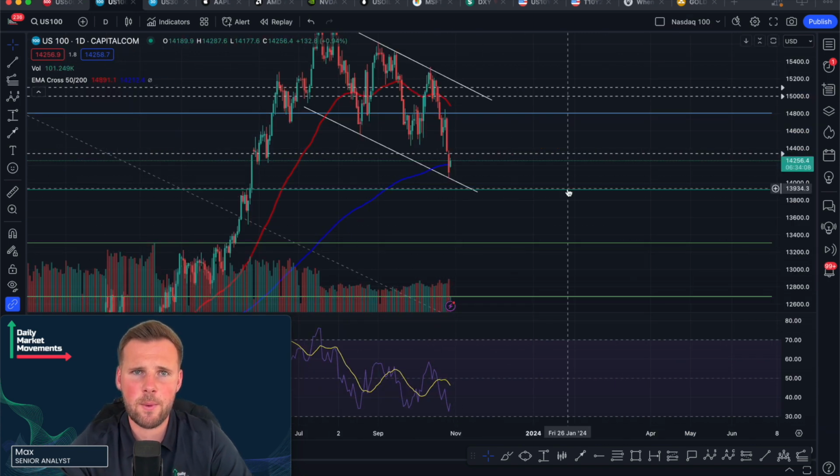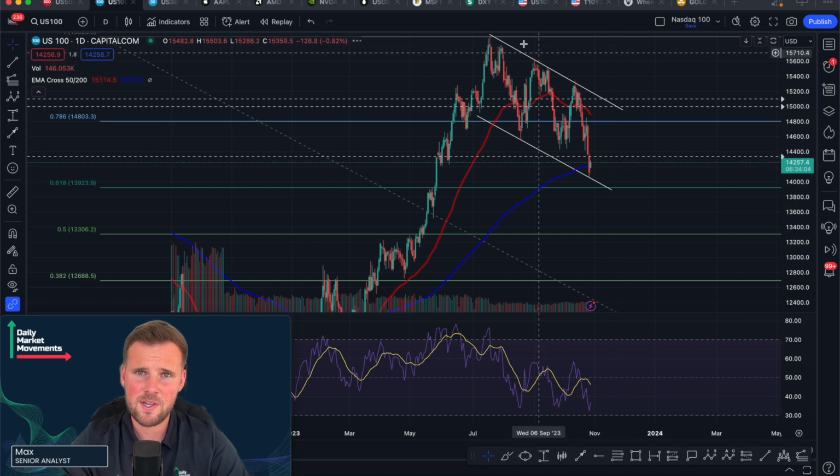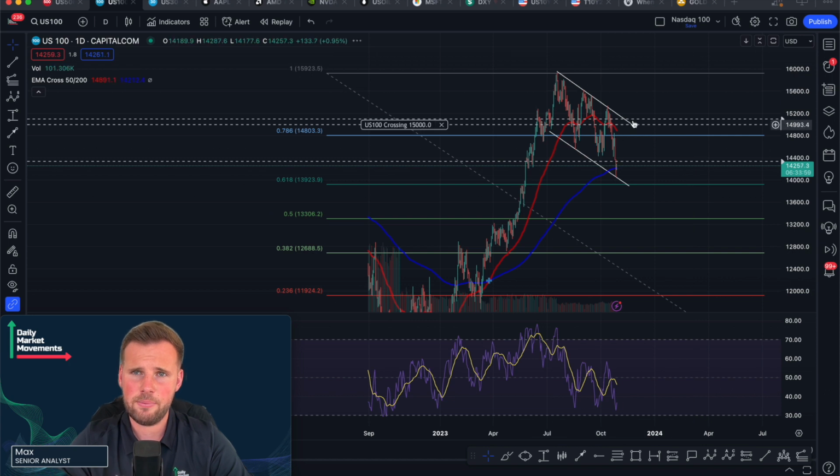Moving over to the Nasdaq 100, slightly different. We're trading at the 200-day EMA. This is an area where I did believe we would target. We're trading within this massive bullish flag pattern, and a break above here really would send the market above 16,000.